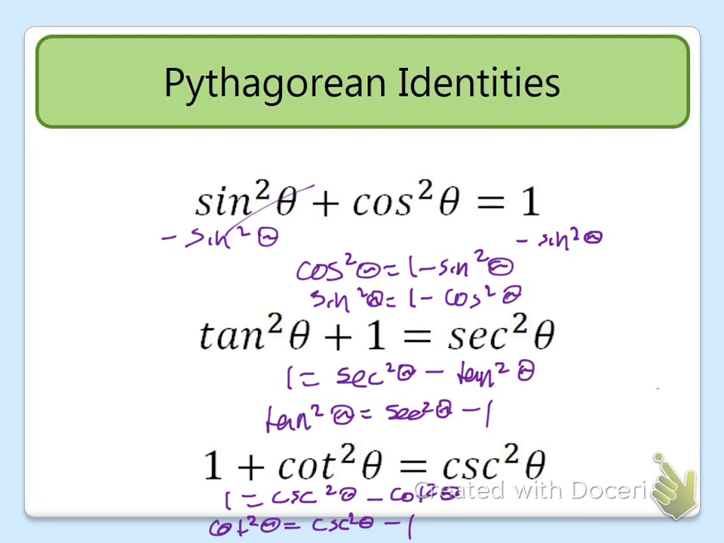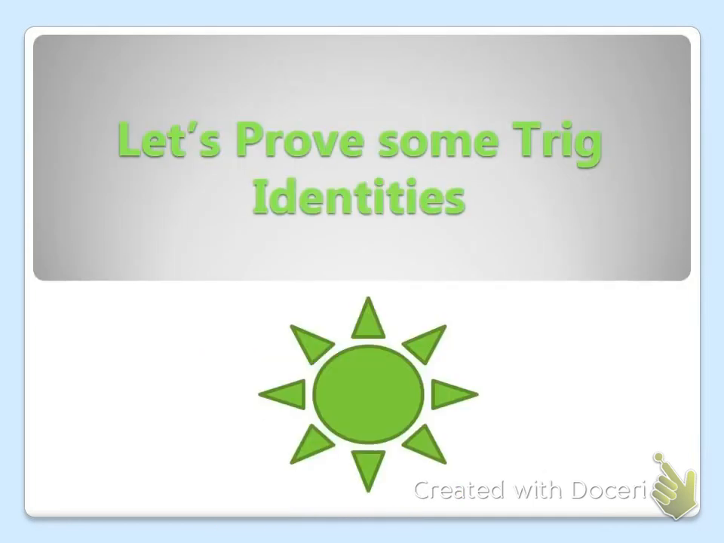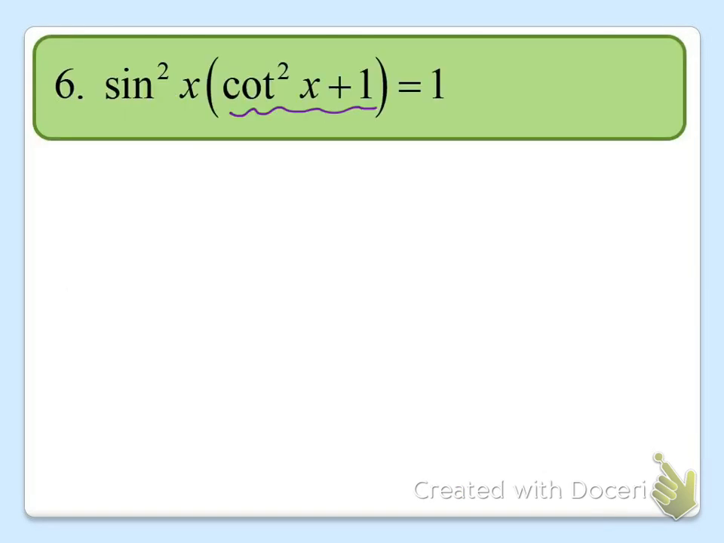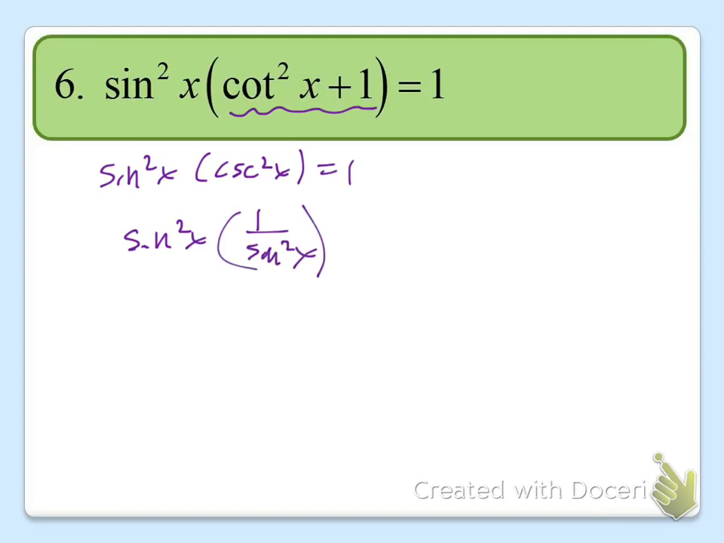It's that third one. 1 plus cotangent squared, or cotangent squared plus 1, either way, is going to give you cosecant squared. So I can replace that cotangent squared plus 1 with cosecant squared x. Then I can replace the cosecant squared x with 1 over sine squared x. Right? That's how that works.